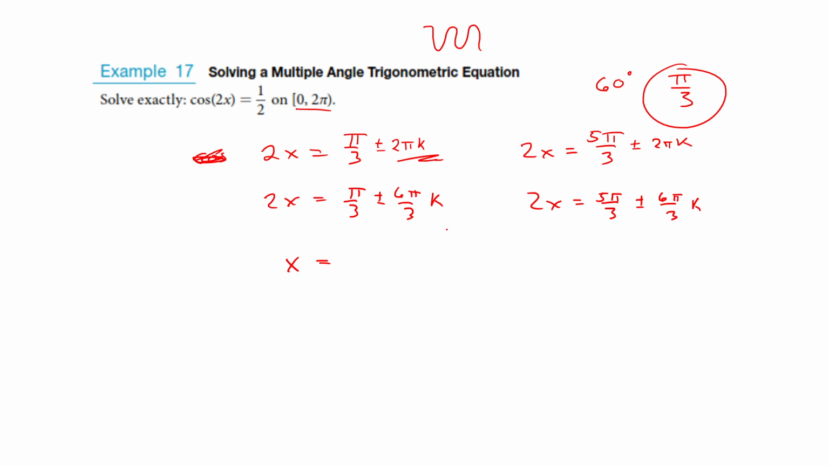If I divide this entire side over here by 2, I'm going to get pi over 6 plus or minus 6 pi over 6. You with me there? I just divided the whole side. It's got to go to both of these. And over here, I'd get 5 pi over 6 plus or minus 6 pi over 6. Okay, now here's what we've got.